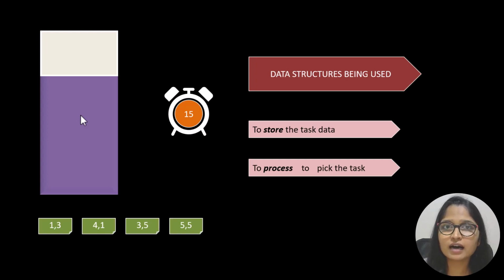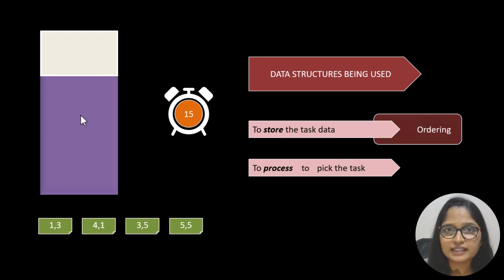Apart from that, how we are going to store the data is to ask the question whether you want to do any ordering on that data. Now, to enter into the waiting area, you need to know the enqueue time. The task that has the least enqueue time will go in the waiting area before the one that has the higher enqueue time. So that says that you need to do some sort of ordering on that data.